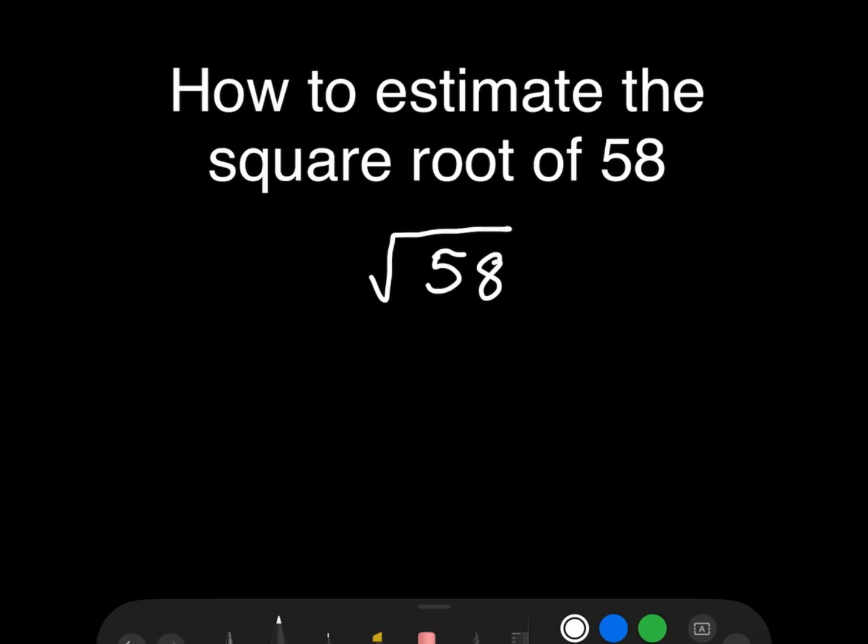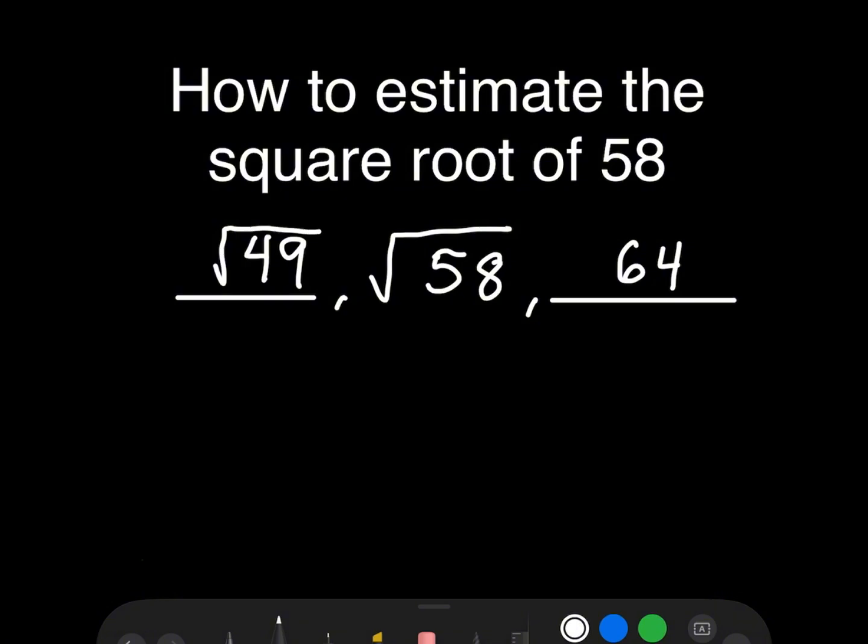So how to estimate the square root of 58? Let's try to figure out what is the closest square number lesser than 58 and more than 58, and that is 49 and 64.